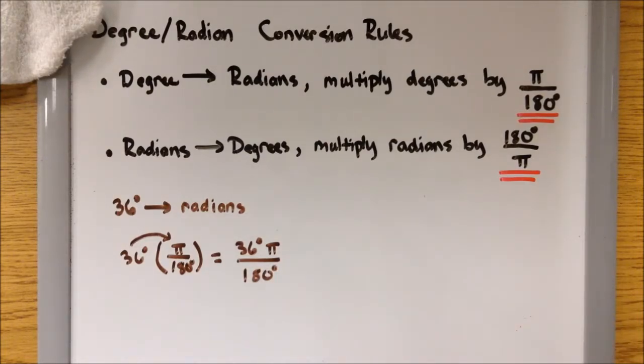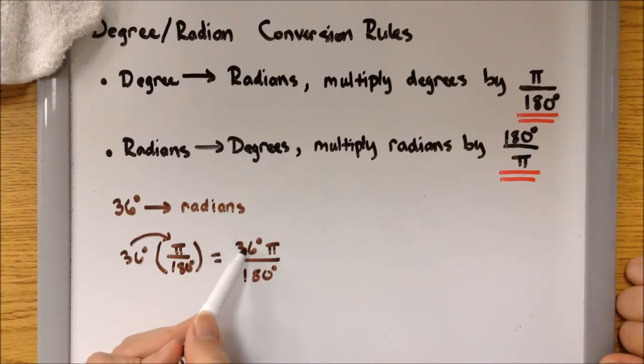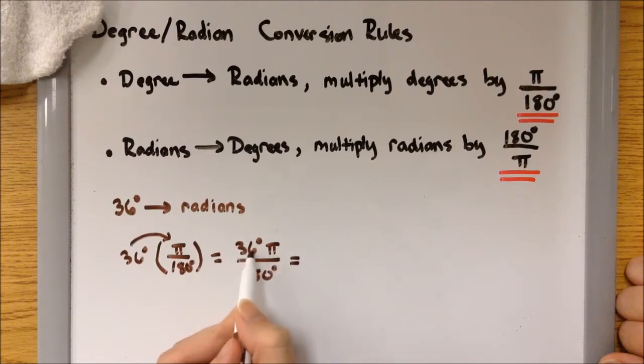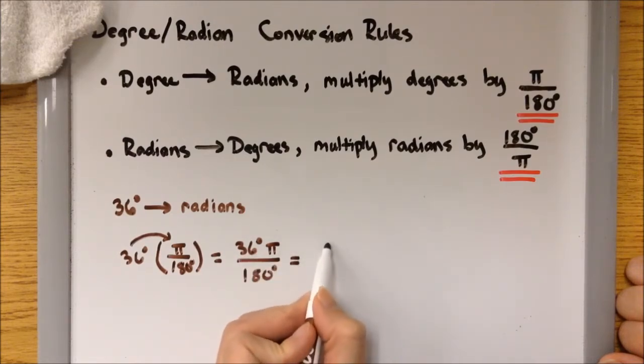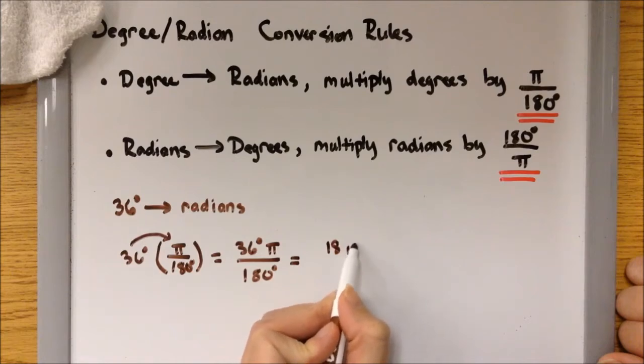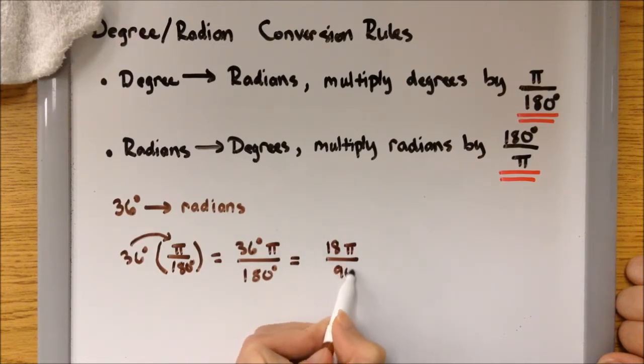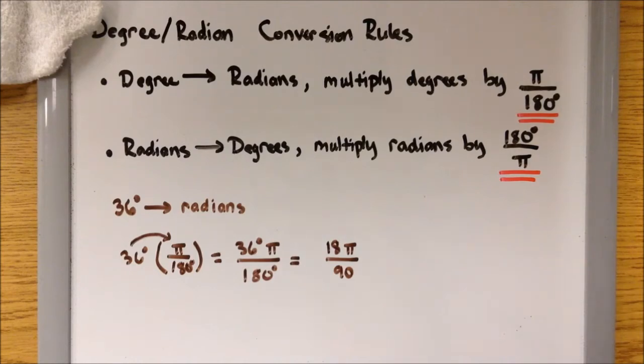Now, say I'm rusty with my common factors between 36 and 180. What I would do is small steps. I know that 36 is even and 180 is even, so I'm going to divide the numerator and the denominator by 2. So 36 divided by 2 will be 18, with the pi over, and then 180 degrees divided by 2, and that's 90. Alright, that looks much simpler.